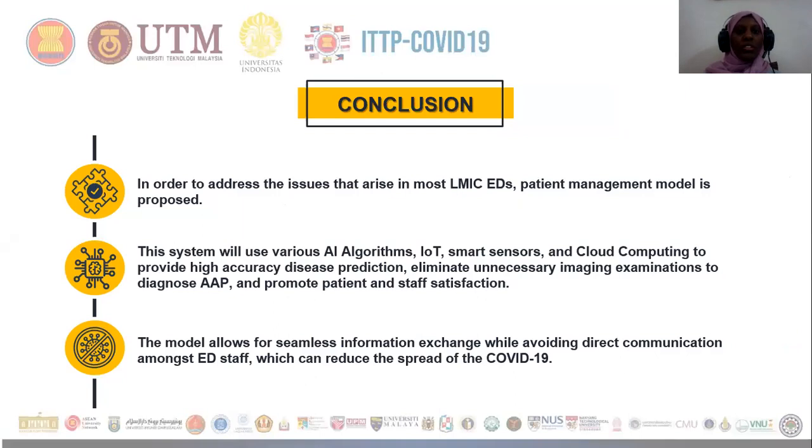In conclusion, in order to address the issues that arise in most low and middle income countries, a patient management model is proposed. This system will use various artificial intelligence algorithms, IoT, smart sensors, and cloud computing to provide high accuracy disease prediction, and also eliminate unnecessary imaging examinations for the diagnosis of acute abdominal pain, and also to promote patient and staff satisfaction. The model allows for seamless information exchange while avoiding direct communication amongst emergency department staff, which can reduce the spread of COVID-19.